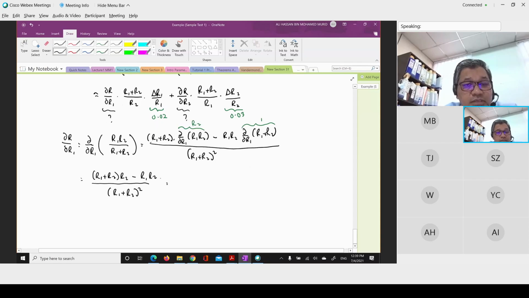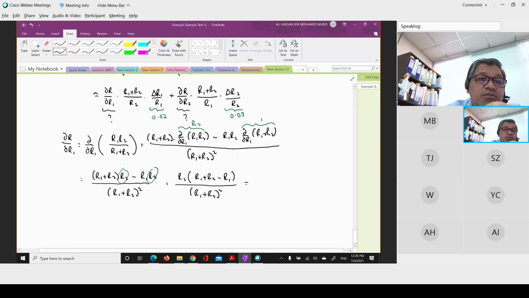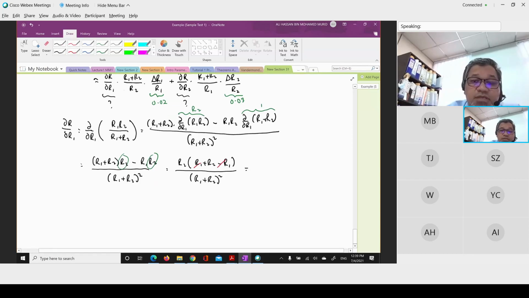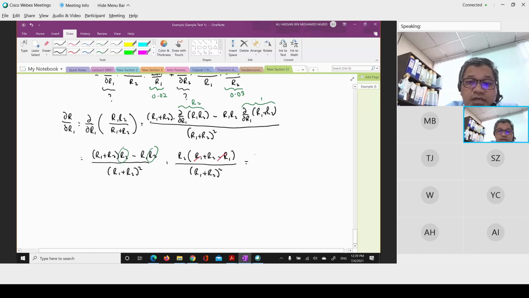Okay, we can factor out this. We have a common factor here, R2. So what is that equal? If I factor out R2, then I have R1 plus R2 minus R1, divided by (R1 plus R2) squared. So R1 cancels out here, right? So upstairs we have R2 squared over (R1 plus R2) squared. Okay.